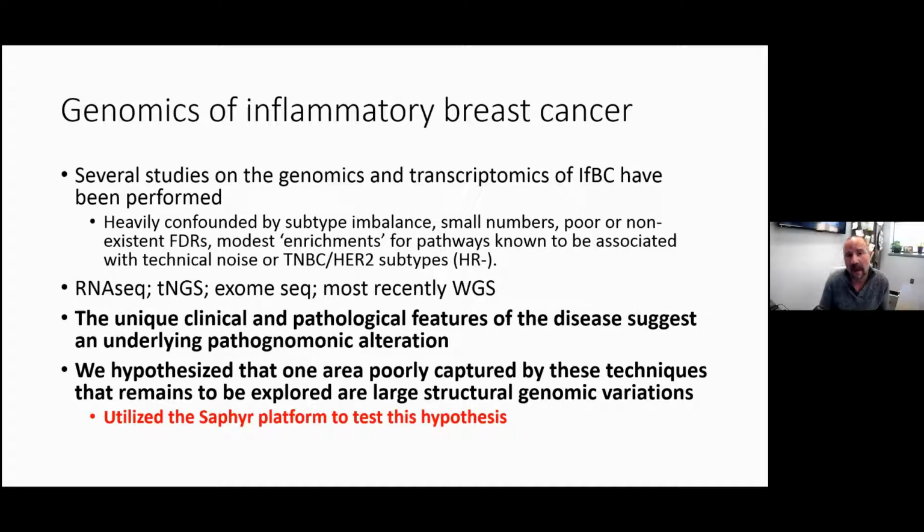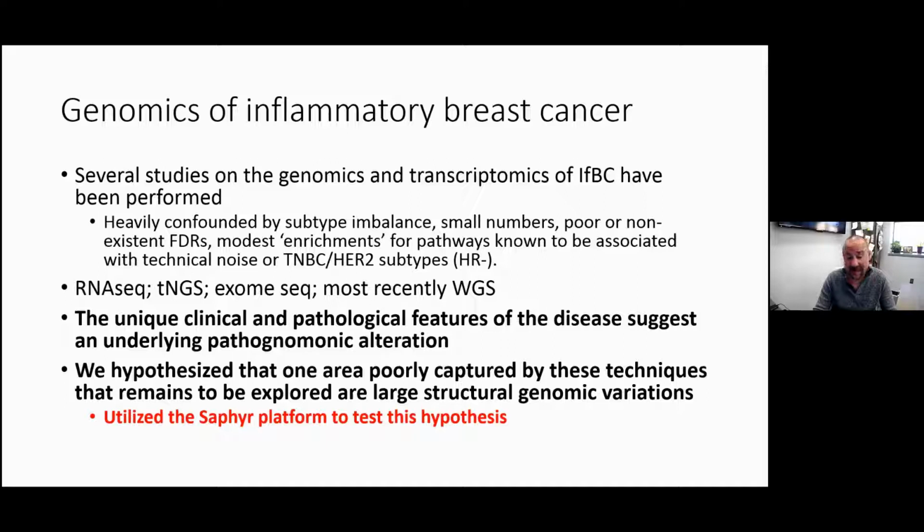As you recall, inflammatory breast cancer, while it includes all of these subtypes, seems to be biased towards TNBC and HER2 subtypes. There have been a number of different techniques used: RNA sequencing, targeted next generation sequencing, exome sequencing, and most recently whole genome sequencing. The unique and very distinct clinical and pathological features of inflammatory breast cancer suggest that there's an underlying pathognomonic alteration. What I mean by that is some kind of genetic alteration that is really synonymous with this feature of inflammatory breast cancer that really defines this biological subtype.